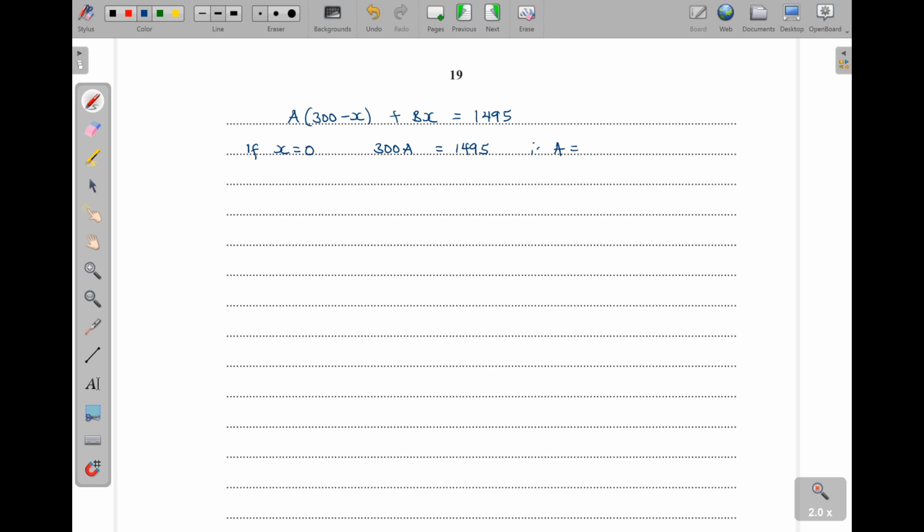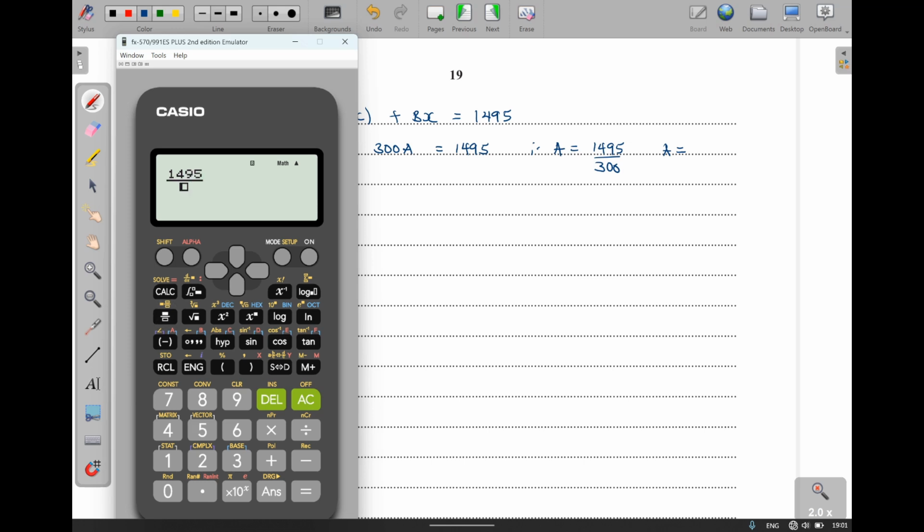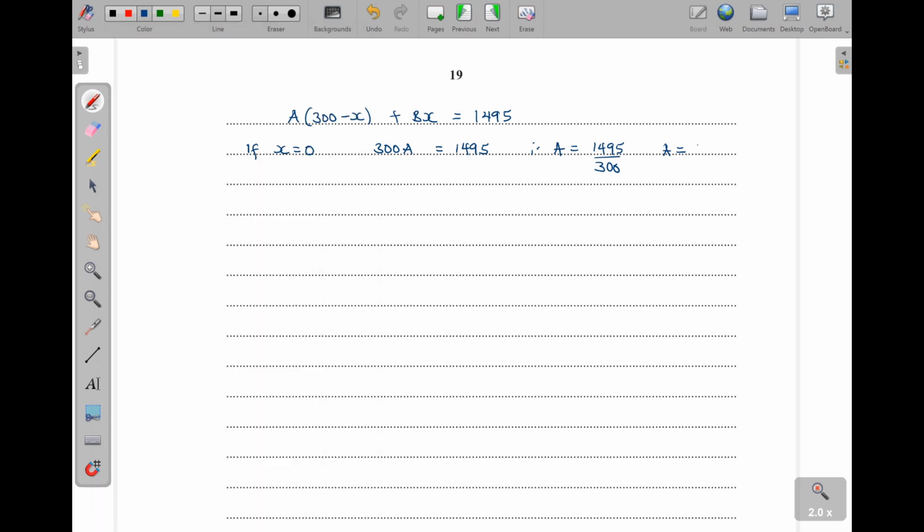Our a is going to be 1495 divided by 300. Okay, can this one be simplified? Let's check and see. 1495 divided by 300. So this one will give us 299 over 60. 299 over 60, that is the value of a.